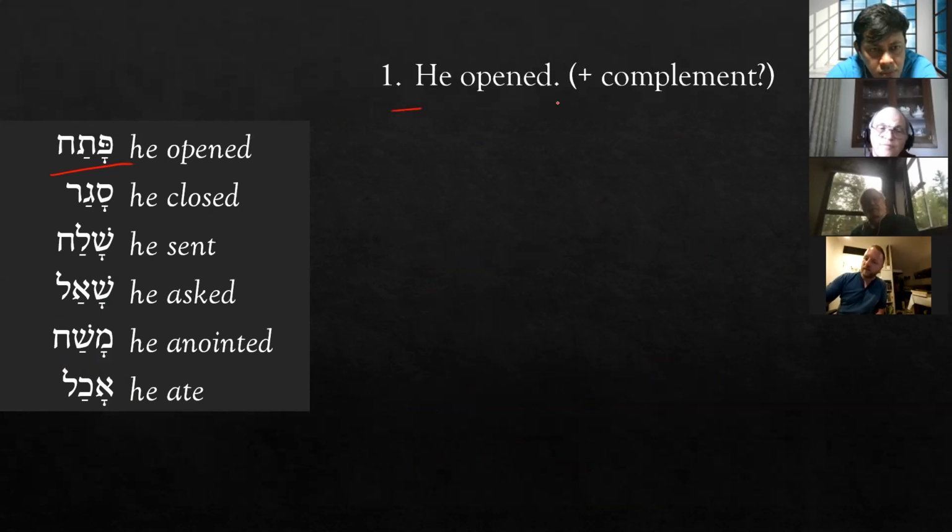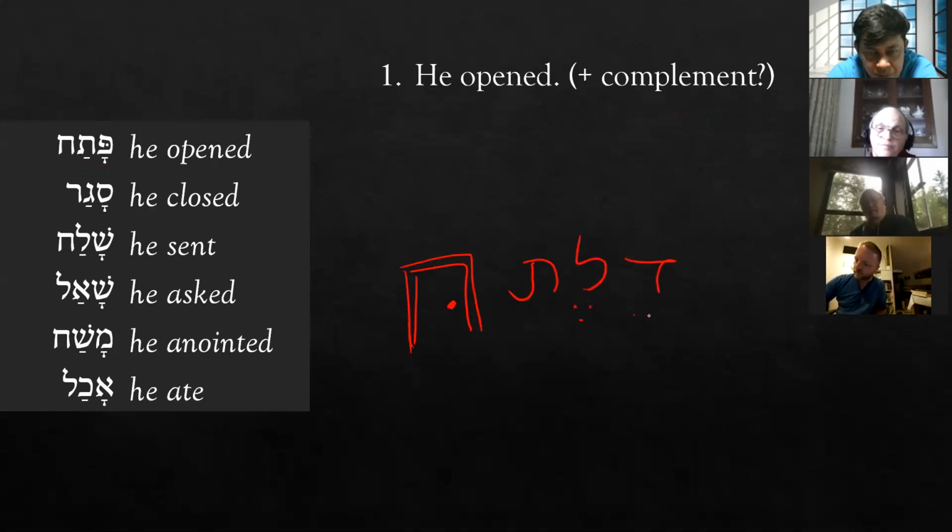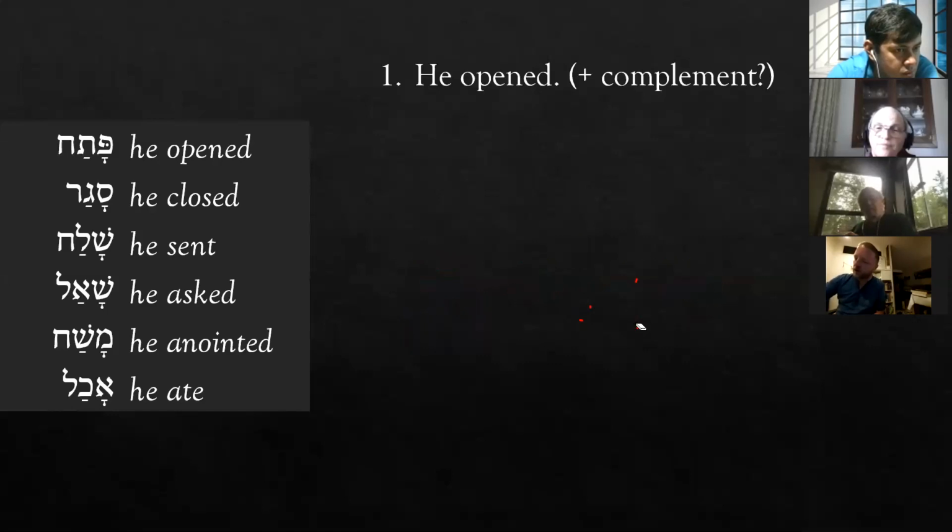We're going to take Patach, he opened. We're going to say hu patach, he opened, and we're going to put some kind of complement with it. He opened the book, he opened his book, he opened the door. The door is delet. This is supposed to be a door. I'm not a good artist. Delet. So he opened the door: hu patach et hadelet. I want you to basically use the sentence. We'll each make a sentence and give a complement with it. Hu patach et sifro, he opened his book.